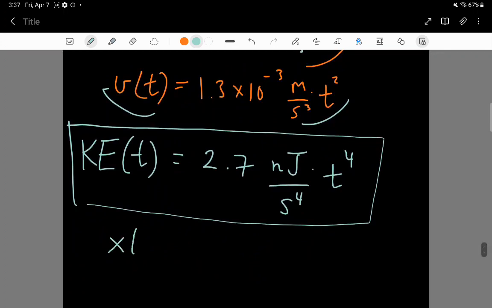By the way, if you also worked hard to integrate the velocity to get the position as a function of time, you should have gotten something like 0.43 times 10 to the minus 3 meters per seconds cubed times time cubed, like that. And that would be the position as a function of time. And you can see there that the units also work out.